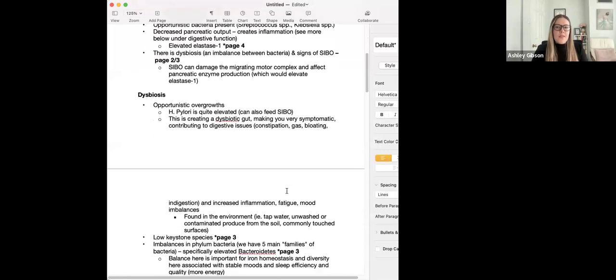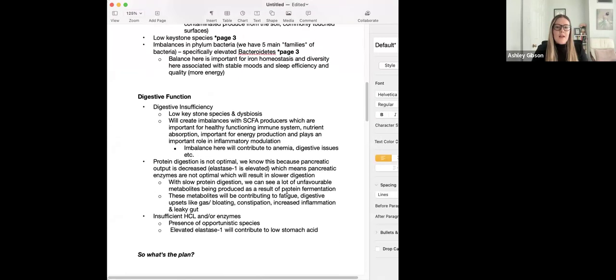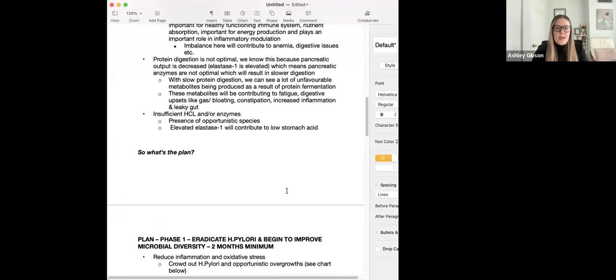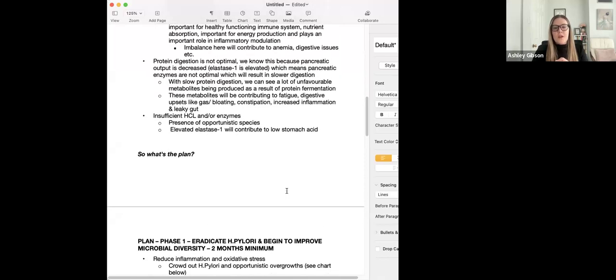We get that full report. And then, of course, we talk about the plan. What are we going to do? Where are we going to go from here? So, for this particular client, step number one, we've got to get rid of that H. pylori. We've got to begin to improve that microbial diversity, meaning the good bacteria.